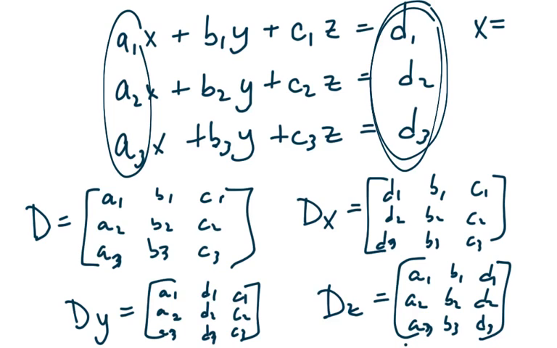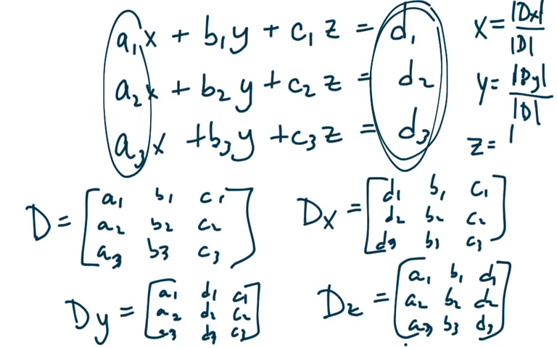and then you would find x. Your solution for the x coordinate would be your Dx, determinant of Dx, divided by your determinant of D. Your y solution would be your determinant of Dy over your determinant of D. And z would be your determinant of Dz over your determinant of D. And so you can actually use this for a 3x3 system.